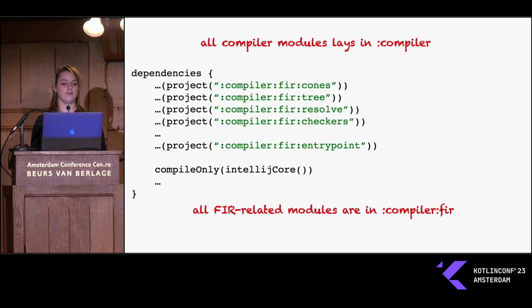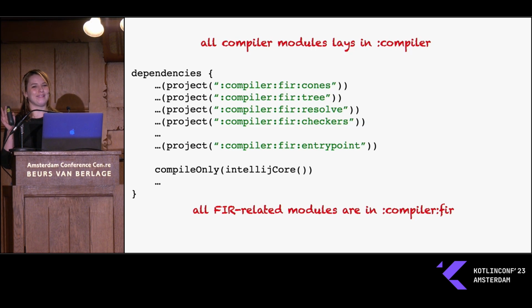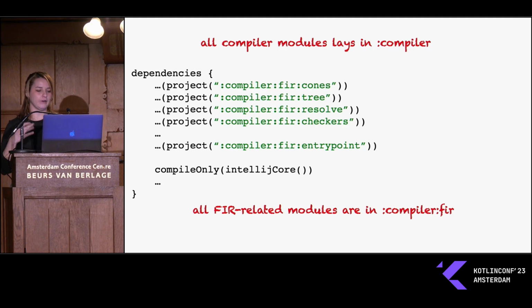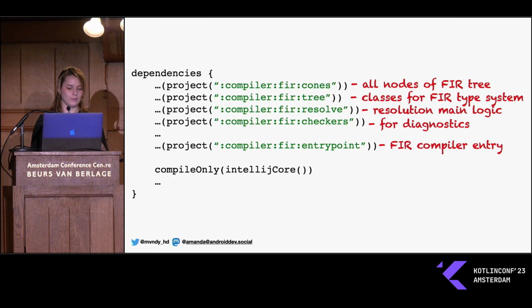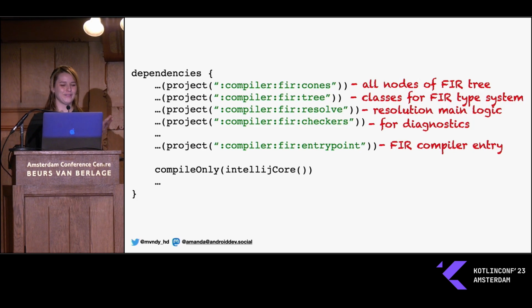If you check the K2 build.gradle dependencies, you'll see a lot of hints for what the FIR compiler is made out of. You'll see that all the compiler modules lay in the compiler directory, and all the FIR-related modules are in the compiler FIR directory. Okay, I also put some definitions because I was like, what is this? There's cones, those are all nodes of the FIR tree. Then you have the classes for the FIR type system under tree. Resolve has the resolution main logic. Checkers is intended for the diagnostics. And then there's also the entry point with the FIR compiler entry. I think there's an FIR analyzer facade test that might be worth playing around with, and you can just see how deep down the rabbit hole you go.